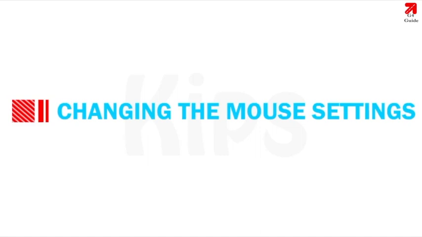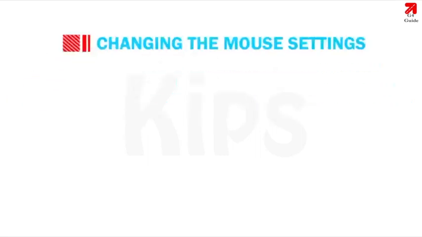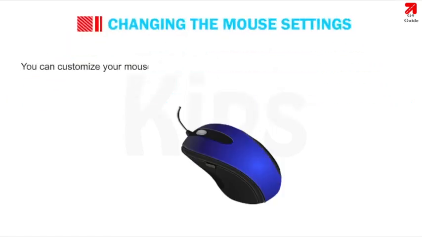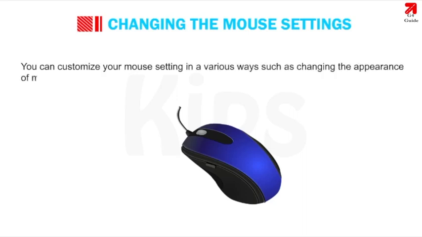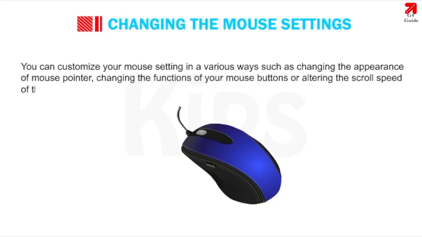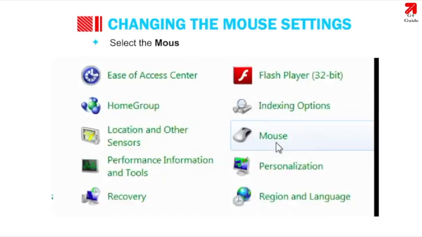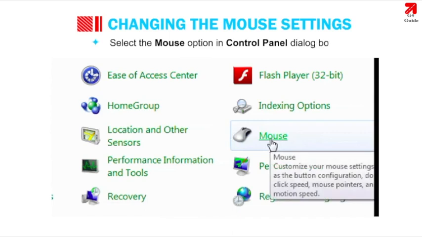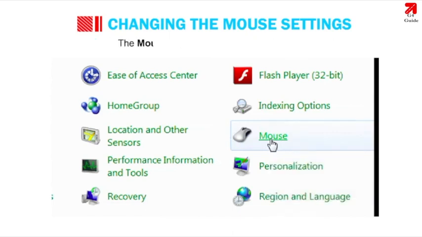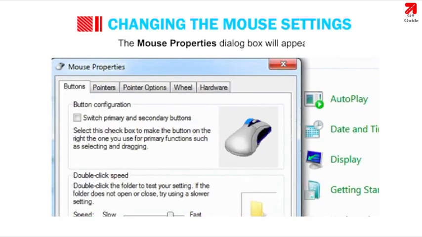Now let us learn how to change the mouse settings. You can customize your mouse setting in various ways such as changing the appearance of mouse pointer, changing the functions of your mouse buttons, or altering the scroll speed of the mouse wheel. Select the mouse option in Control Panel dialog box. The Mouse Properties dialog box will appear.